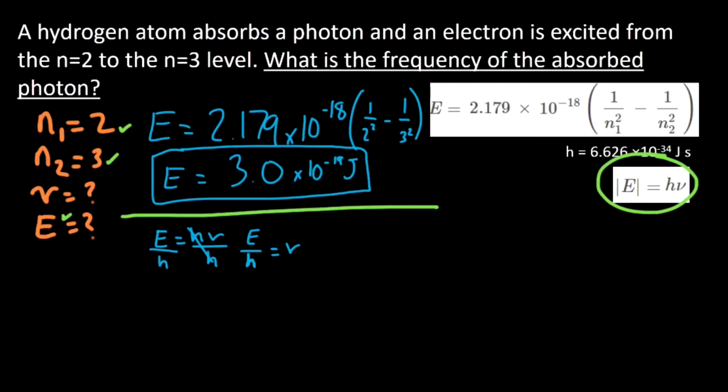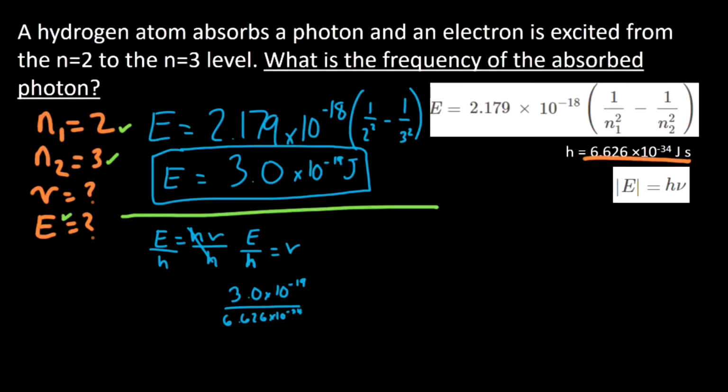And now we're ready to plug in our energy that we got from our last problem, 3.0 times 10 to the minus 19th. And we divide by Planck's constant, 6.626 times 10 to the minus 34. And remember, we just got Planck's constant from the top right here. We always have Planck's constant, and it's always exactly the same. It's always 6.626 times 10 to the minus 34.